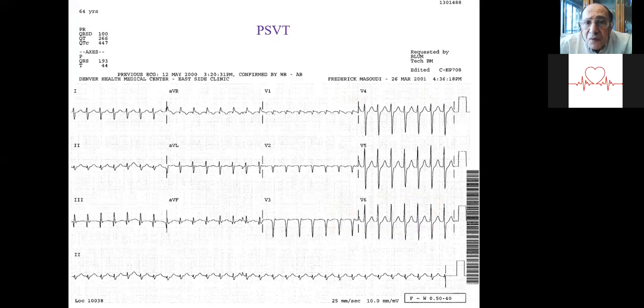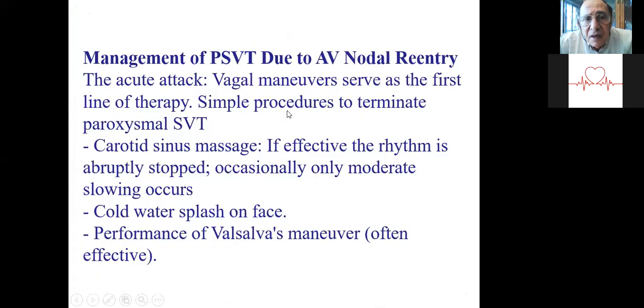This is an example of supraventricular tachycardia. The P wave is not apparent. In fact, the P wave is hidden behind the QRS. You can find it at the end of the QRS. There is a notch. For the management of supraventricular tachycardia, you can do some maneuvers, like carotid sinus massage.